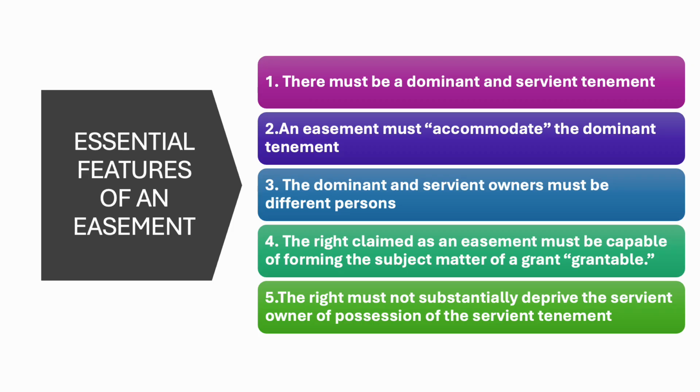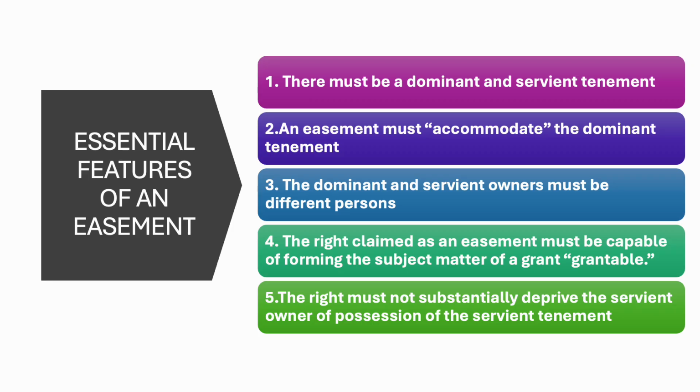Fourth, the right must be capable of forming the subject matter of a grant. Now, this has 3 sub-requirements. The right must be sufficiently defined and not too vague, like a right to air, where this was established in Webb versus Bird, and it was not considered to be an easement.